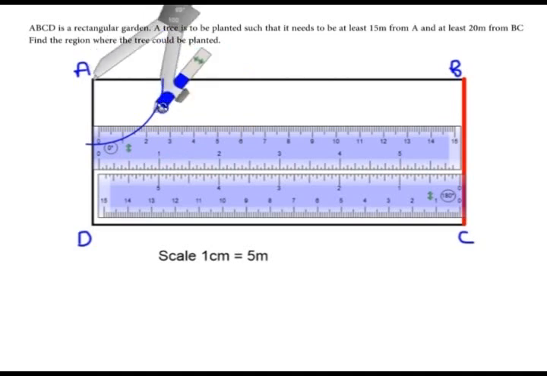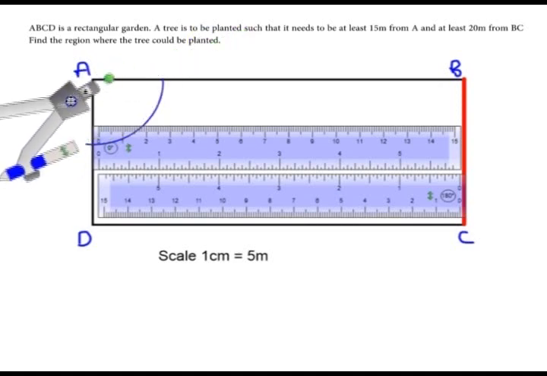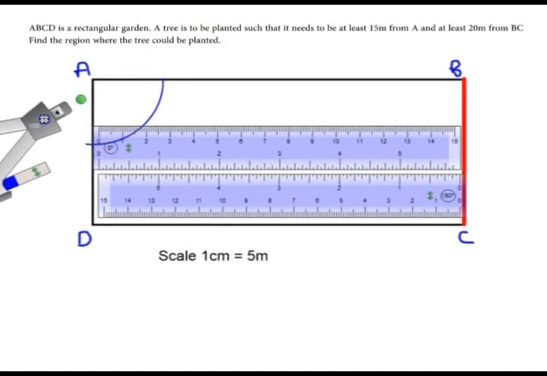So all points on that arc are 15 meters from A, and so we need at least 15 meters. That means the closest the tree can get to A is 15 meters, and so we need all points on that arc and beyond.